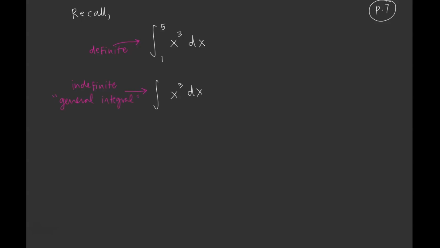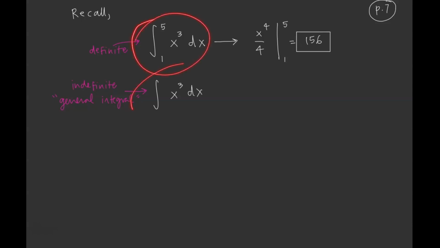And the solutions to each of these will look very different. The solution to this will be a number, the solution to this will be a function. And so if I wanted to find the solution to this, I know that it's x to the 4th over 4 evaluated from 1 to 5. This ends up being 156. So importantly, this integral that started looking really similar to this one is asking you to find a number.